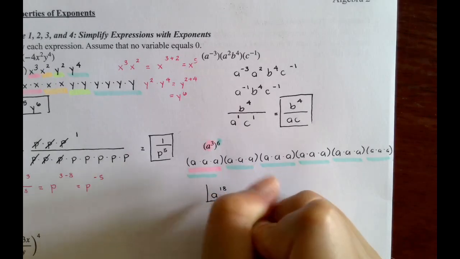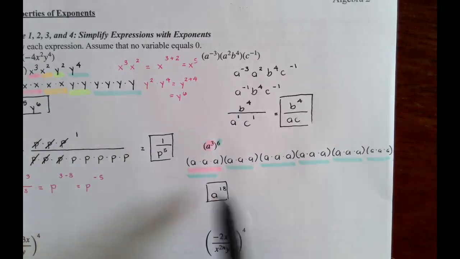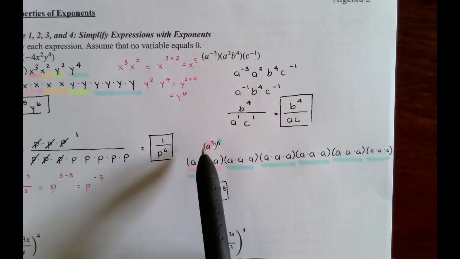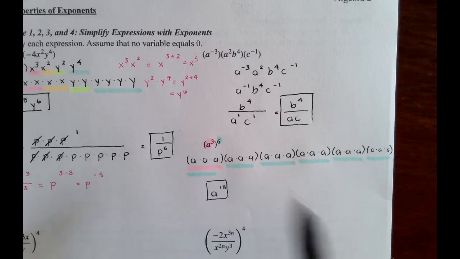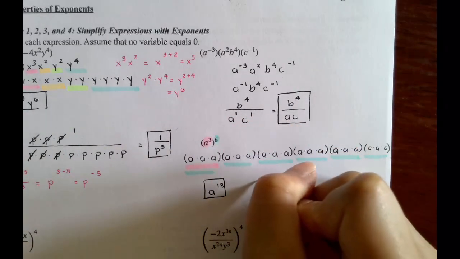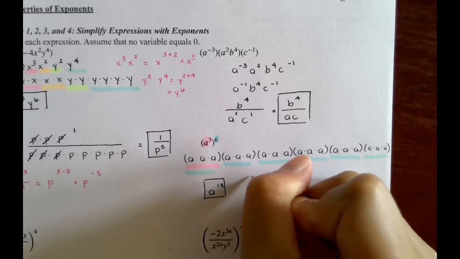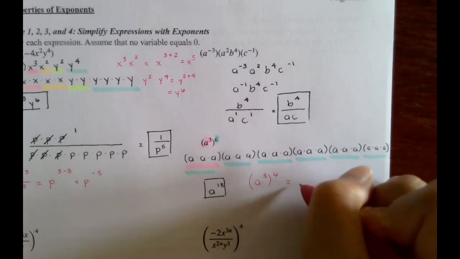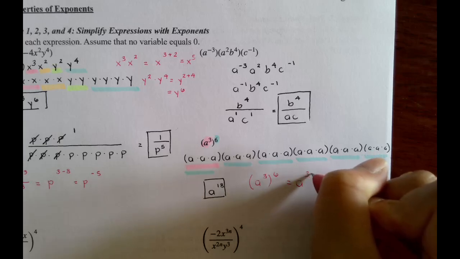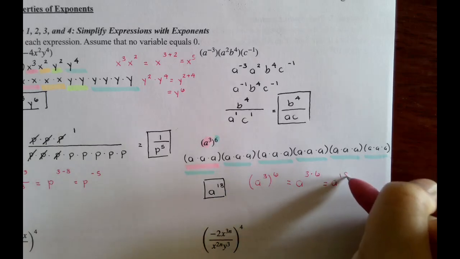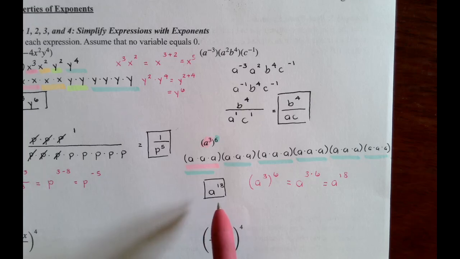Okay. And so this rule demonstrates our power to a power property, which is why we learned that when we have something that's raised to a power, raised to another power, what we can do is we can multiply the exponents. And so 3 times 6 is 18, which is why here you see a to the 18. Okay?